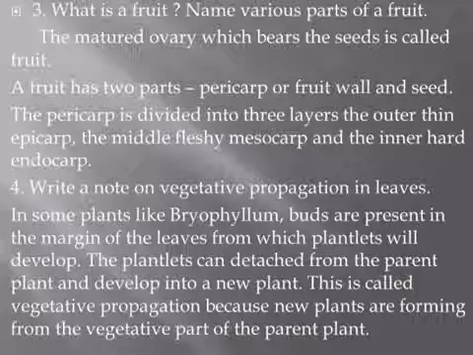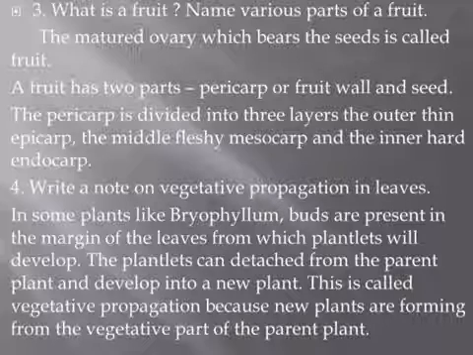Now number 4, write a note on vegetative propagation in leaves. So in some plants like bryophyllum, what happens? Buds are present in the margin of leaves, from which the plantlets will develop. Plantlet means small baby plants. The plantlets can detach from the parent plant and develop into a new plant.